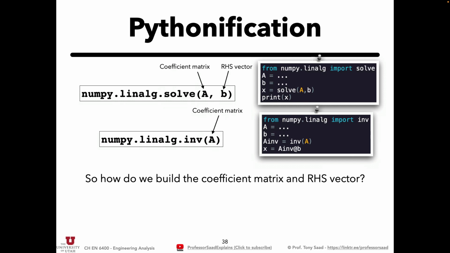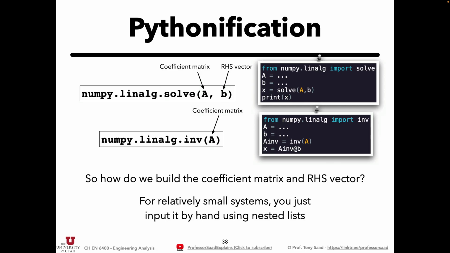Okay, so far we've Pythonified this, we learned how to solve an inverse, how to solve these systems. We need to learn how to put in A and B. How do we type them in? Okay, for small systems, and I say relatively small systems, because it's all relative, but it's actually an absolute number. For small systems, I would say less than 50, 20 equations, you just put this by hand, type it by hand.